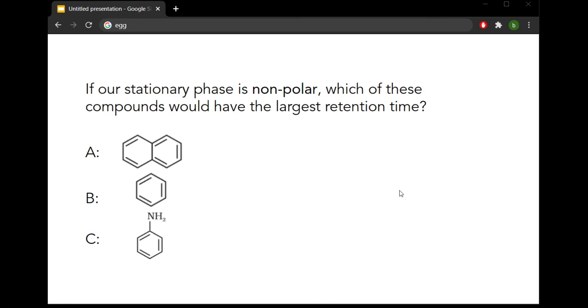Okay, I see someone say anthracene. That's not anthracene, I'm sorry. That's naphthalene. So you're an egg. You're an egg. You're wrong.